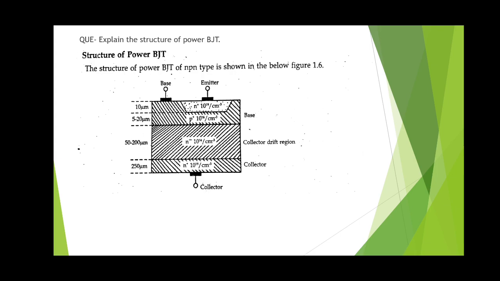In this structure we observe that there is a highly doped emitter region. Highly or heavily doped means the intensity of doping will be 10 to the power 19 per centimeter cube. The emitter region has a thickness of about 10 micrometer. The base has moderate doping of the order of 10 to the power 16 per centimeter cube. The thickness of the base can vary from 5 to 20 micrometer. Small base thickness provides good amplification capability.